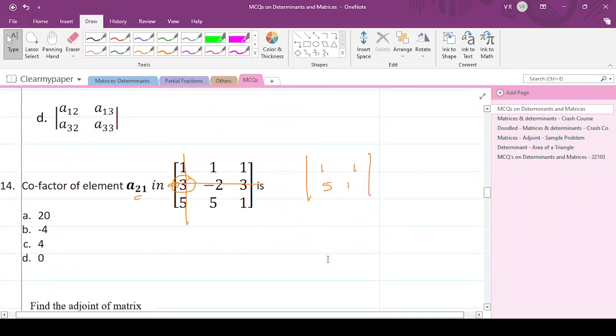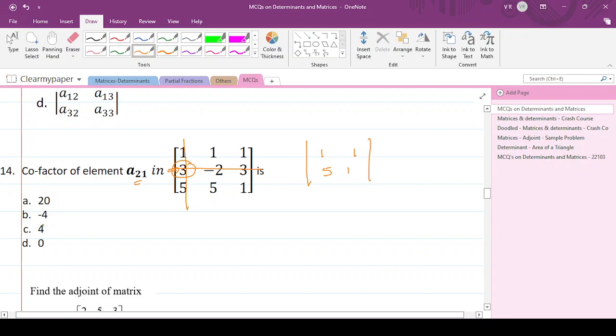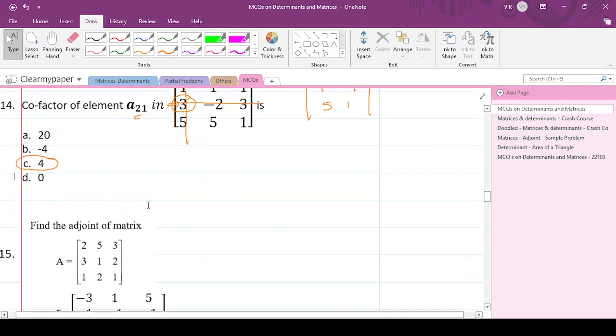And let's see what we have. So do we have a plus 4? We definitely have a plus 4 here. This is the answer. Okay, let's move on.